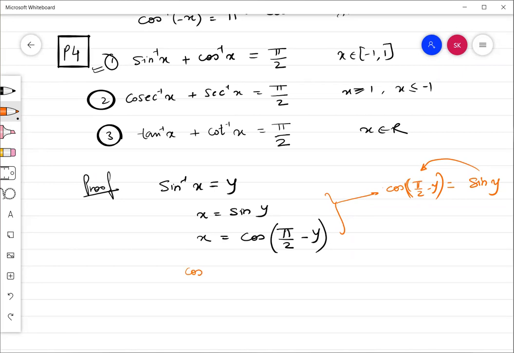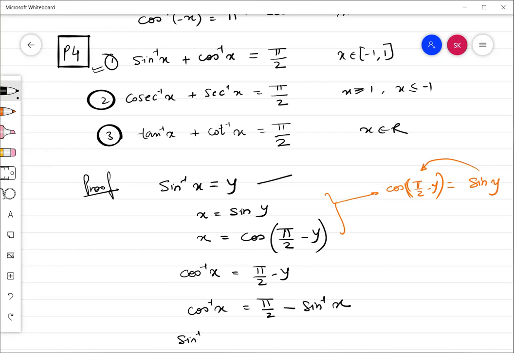What is this? Red pen. It will become cos inverse. Correct? At the same time, what is y? Look here. It is sine inverse of x. And final step, sine inverse. So it will become sine inverse of x plus cos inverse of x is equal to pi by 2.